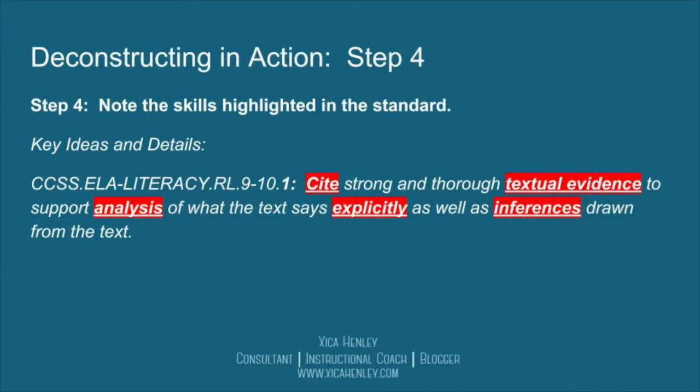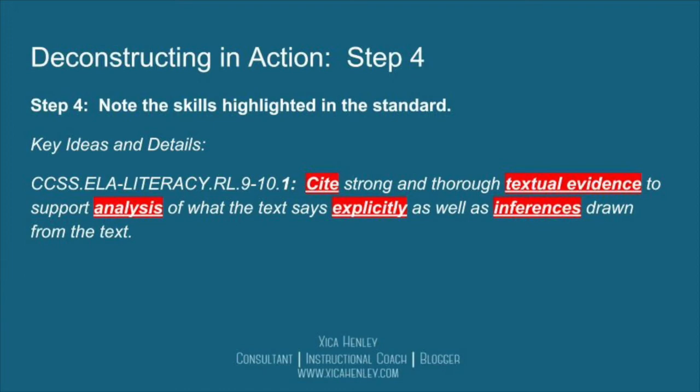Now that you've done steps 1 through 3, you have a much better understanding of what your standard is asking of students and an understanding of what that would look like if you were grading it or assigning some sort of assignment or project using that particular standard. Now we can move on to step 4. So step 4 is note the skills highlighted in the standard.